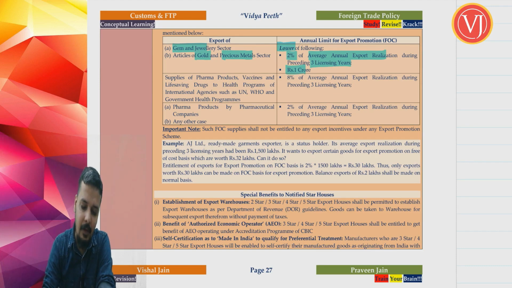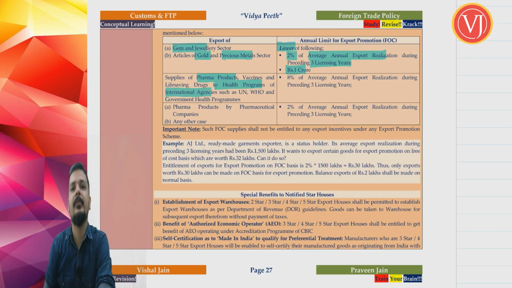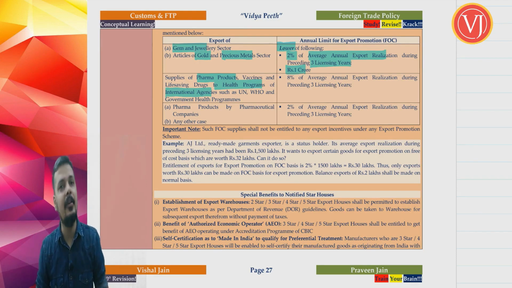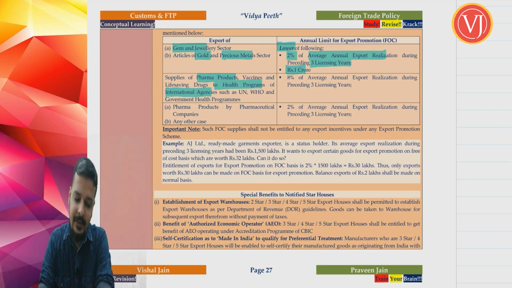If at all you are talking about supply of pharmaceutical products, that is medicines including vaccines, life-saving drugs, to whom? To health programs of international agencies such as your United Nations or World Health Organization or government health programs. So you are supplying pharmaceutical products to international agencies like the United Nations, World Health Organization or government health programs. Then it is 8% of average annual export realization during the 3 preceding financial years. Licensing years refers to financial years.